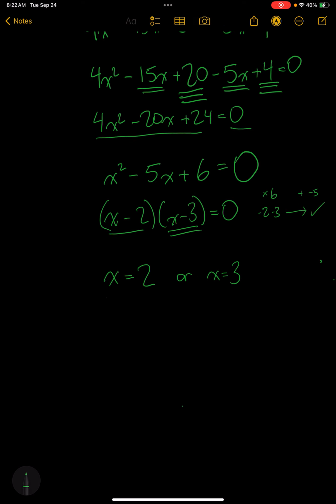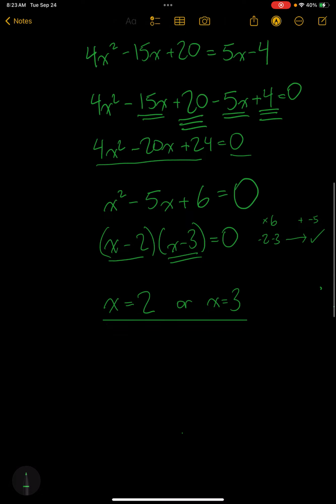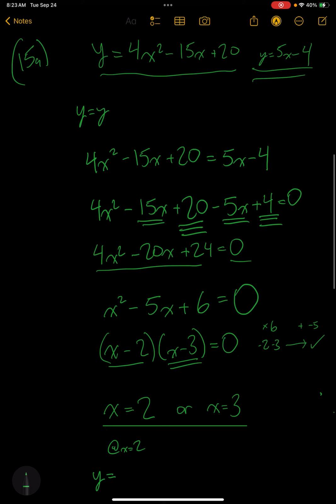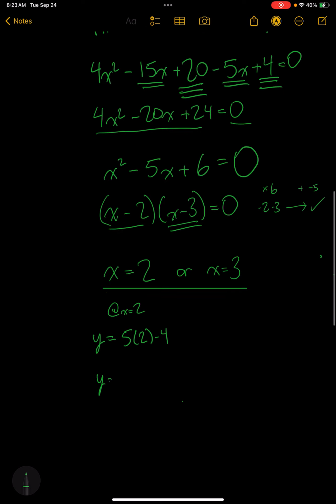Okay, so we're almost done, in that we need the actual points of intersection. It intersects when x is equal to 2, so we just substitute it back into our original line. At x equals 2, y equals 5 times 2 minus 4, which is 10 minus 4. Y equals 6.